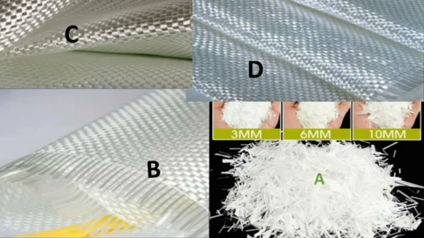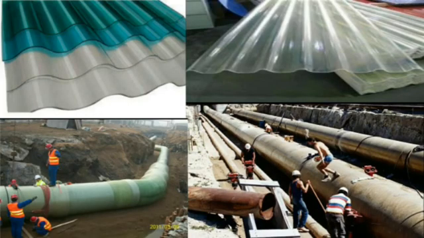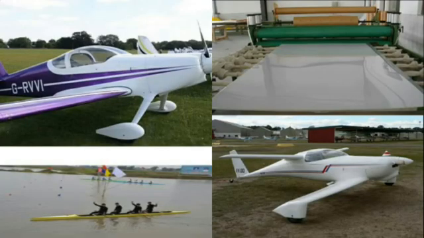Now these are the things made with fiberglass. We use fiberglass in making pipelines. The ceilings are all made with fiberglass. Note this, fiberglass doesn't rust. That is why it is used in making pipelines, to avoid rusting. We use fiberglass in making jets, canoes for sports, and banners.